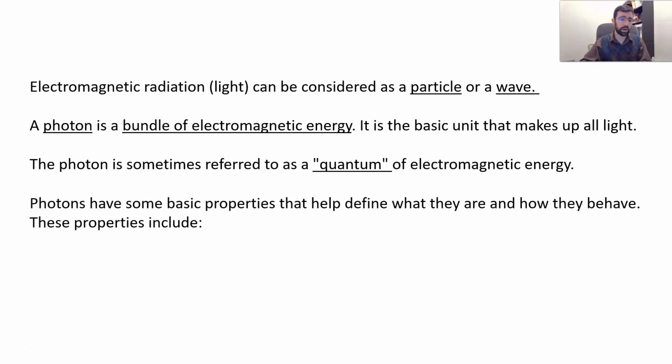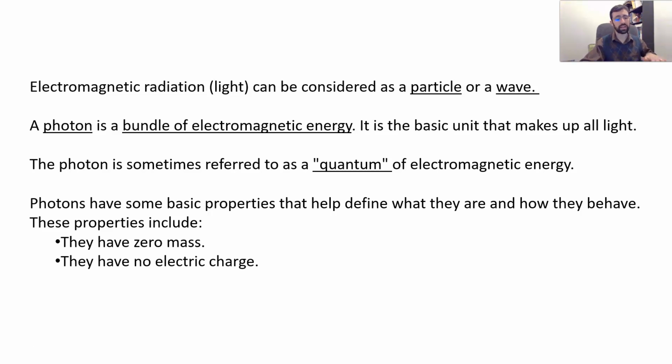Photons have some basic properties that help define what they are and how they behave. These are some of the properties of photons. They have zero mass. They have no electric charge. So unlike electrons, if you remember the cathode ray tube experiment that J.J. Thomson did, he put a magnet up to it and it deflected the beam, so he knew it was something different than light. That was a beam of electrons. Well, normal light doesn't do that. Light doesn't get deflected by a magnetic field. It has no electric charge.